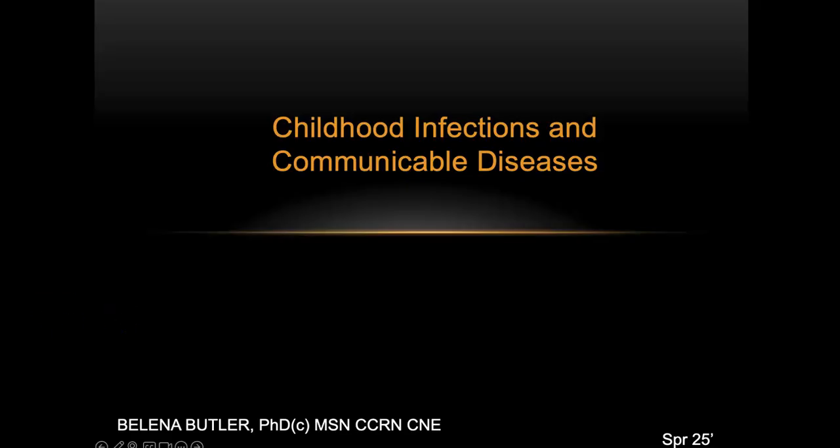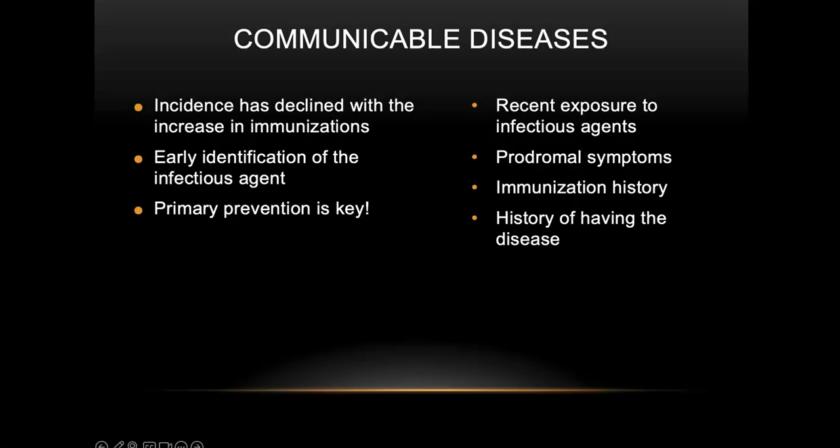All right, so let's go ahead and get started. So the first slide really just talks about over the years how the incidence of communicable diseases has declined due to the use of immunizations. A contributing factor is the early identification of infectious agents through surveillance and screenings that we do for our children throughout the ages and stages. Primary prevention is using immunizations, and other methods are also key as far as education on proper hand washing, wearing masks, and doing some good preventive measures.